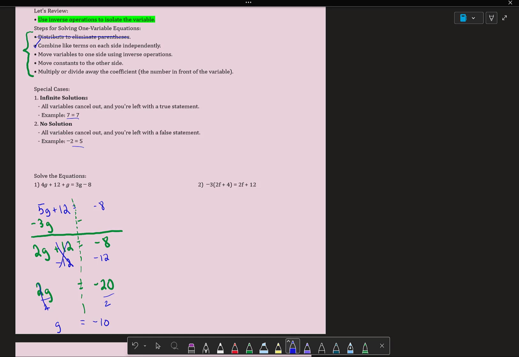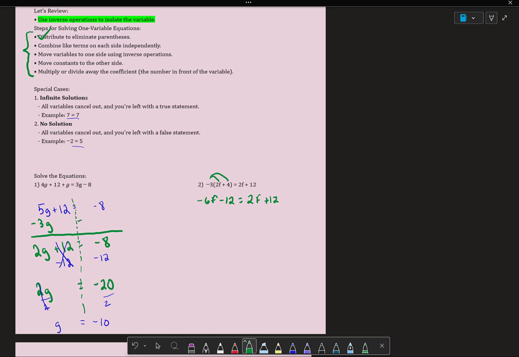Example number 2. So let's go through our steps. The first step, distribute to eliminate parentheses. We obviously have parentheses, so we're going to distribute the -3, and that gives us -6f minus 12 equals 2f plus 12. So that is the first step.